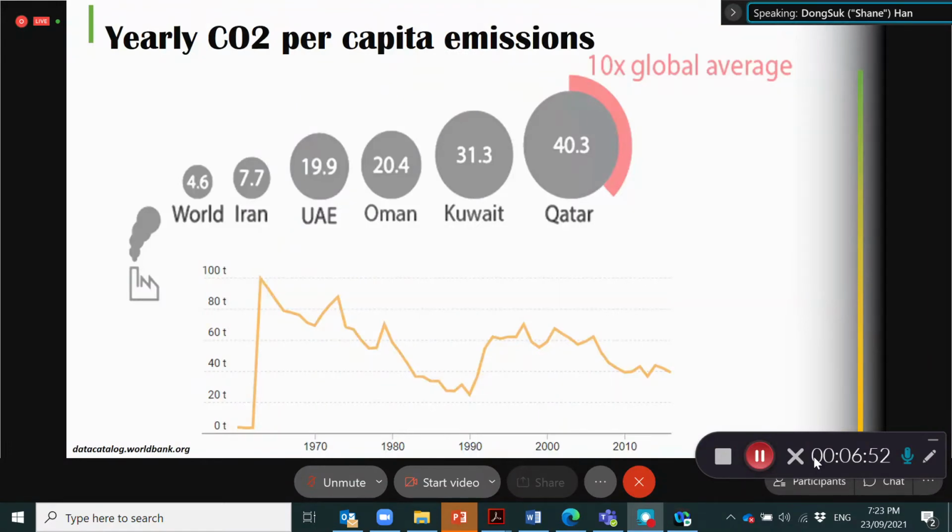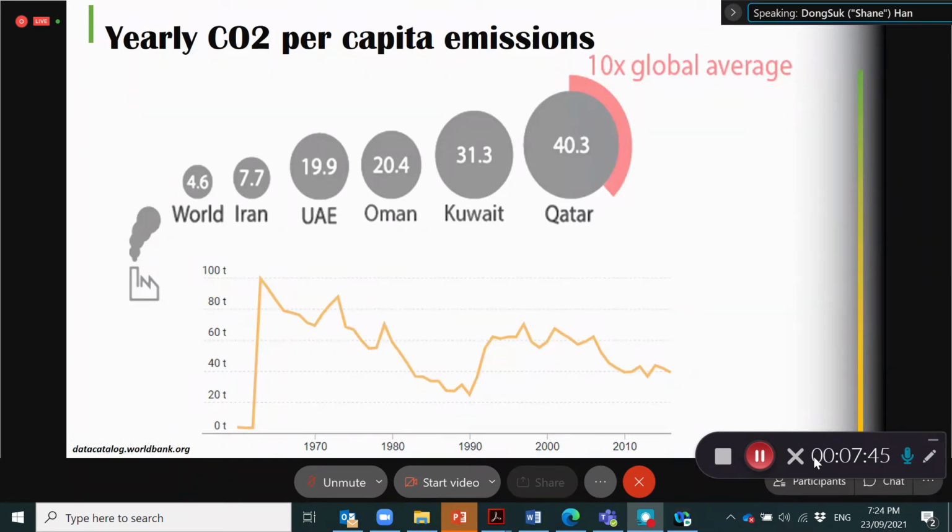Even with successful installation and operation of this Umm Al Houl hybrid process, we cannot avoid generating CO2. Mostly the natural gas-based power plant releases a lot of CO2. The diagram at the bottom shows the history of CO2 emission in Qatar from 1972 to recent years. From 2000, the CO2 emission has gradually decreased, but it is still the highest in the world compared to other countries, including UAE, Oman, Kuwait, and Iran.